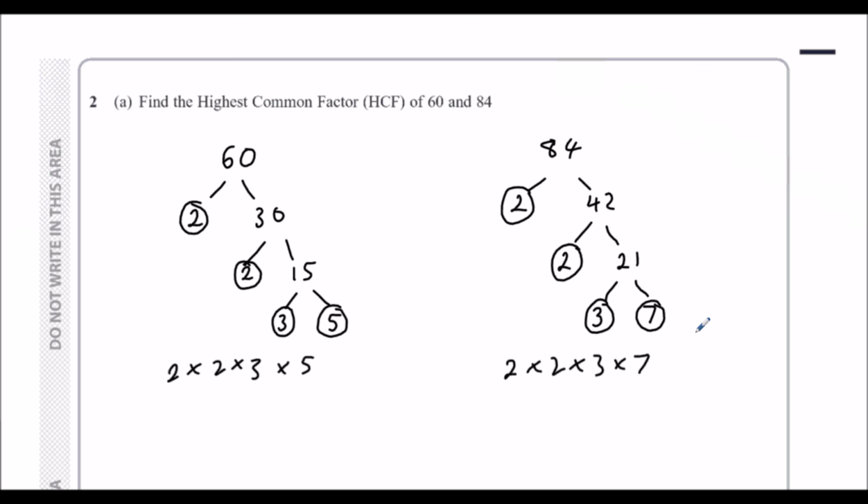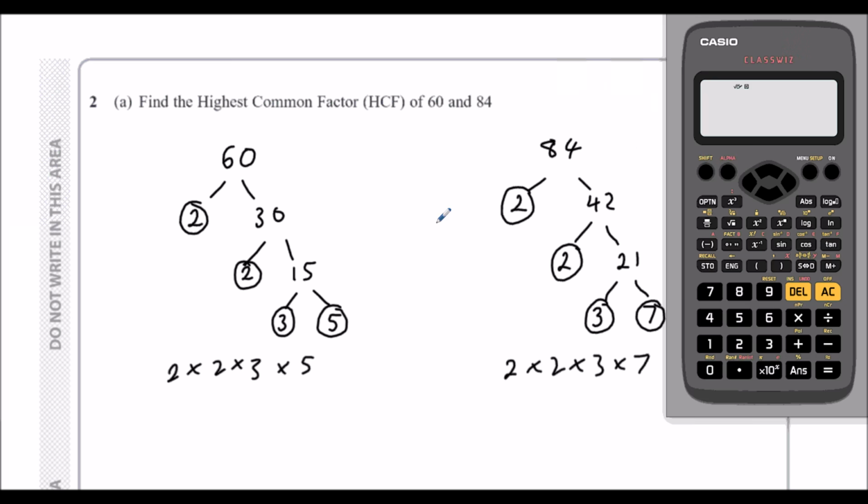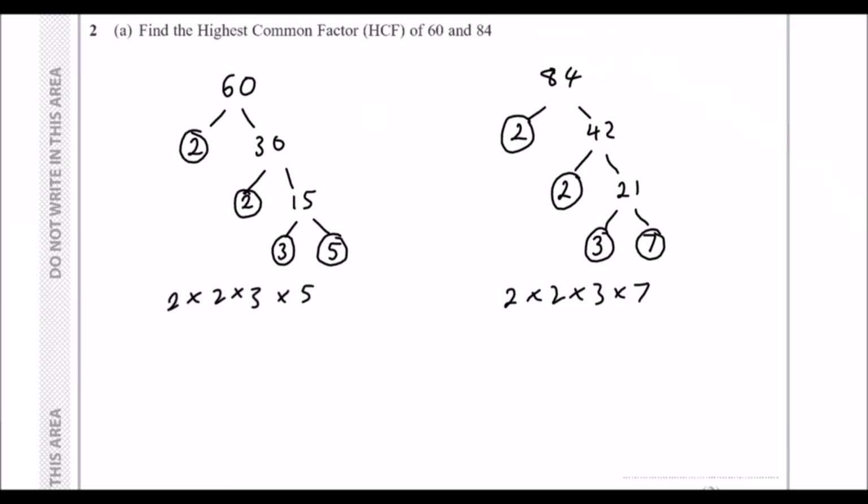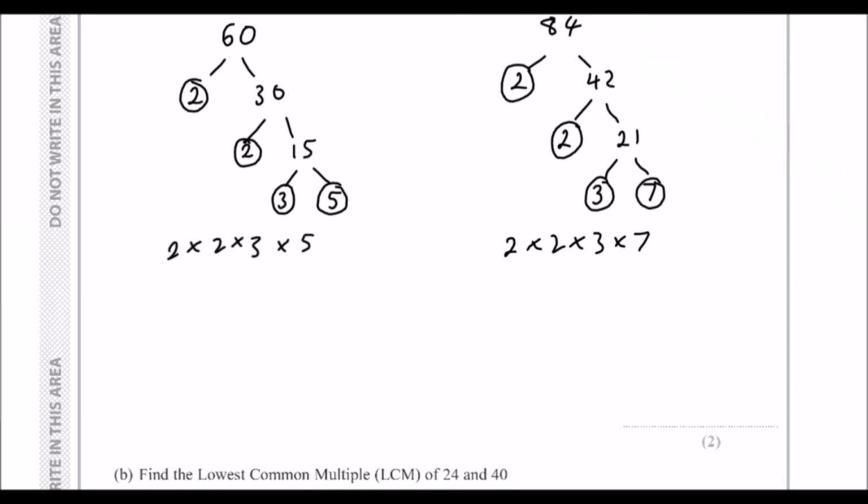We could have done that on the calculator. If you pick up your calculator and type in 60 and then equals, and press shift fact, this yellow fact, so shift fact, and it writes it as a product of its prime factors for us. And we could have, of course, done the same with 84. But if it's a non-calculator paper, you wouldn't have that option.